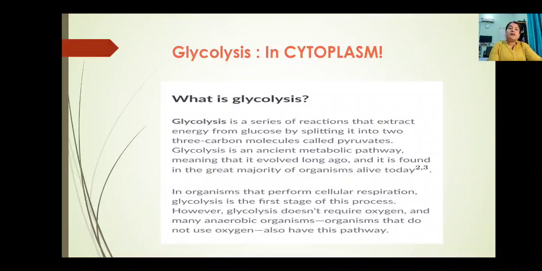These reactions take place in the cytoplasm when the respiration process is on, and several steps are involved. So a series of chemical reactions takes place, extracting energy from the glucose. So that is glycolysis. How to define it? It is a series of reactions that extract energy from glucose by splitting it into 2 three-carbon molecules called pyruvates. Glycolysis is an ancient metabolic pathway, meaning that it evolved long ago and it is found in the great majority of organisms alive today.